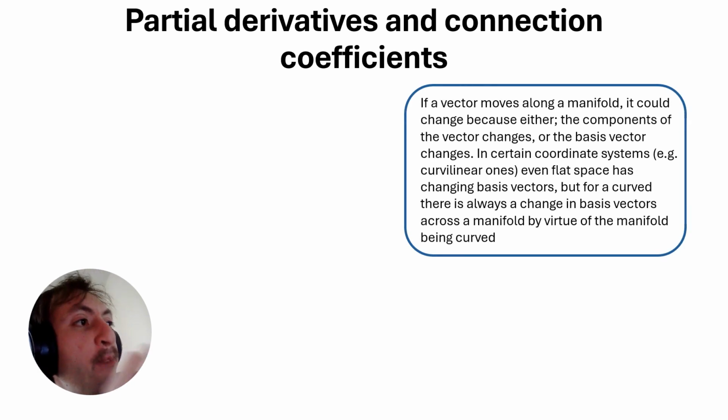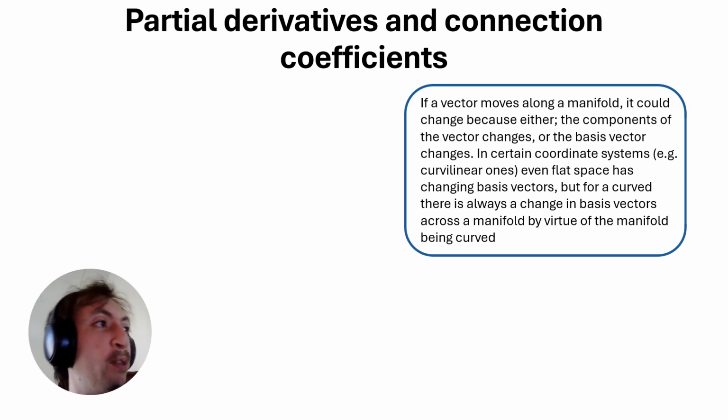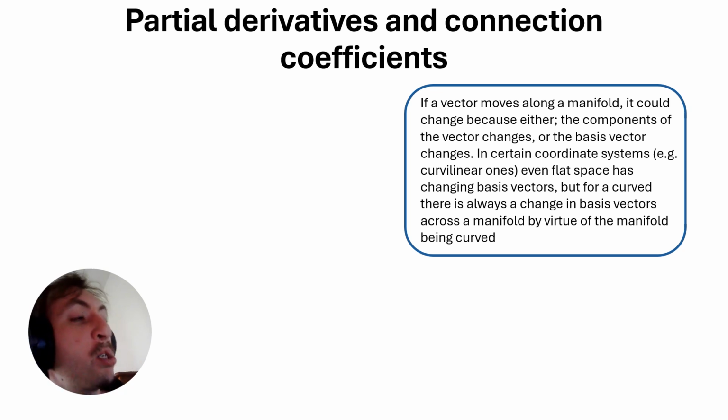So remember that for a curved manifold, the basis vectors necessarily have to change across the manifold. And that's because the basis vectors are describing the direction of a tangent plane on the manifold, but the direction the tangent plane will lie on will change if the manifold is curved, if we move the plane from one point to another. So when we have curvature, we necessarily have changing basis vectors.